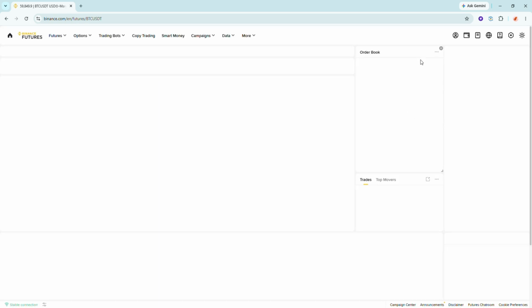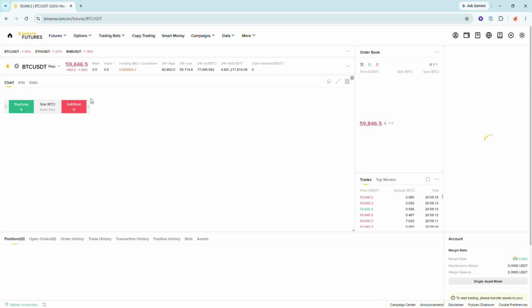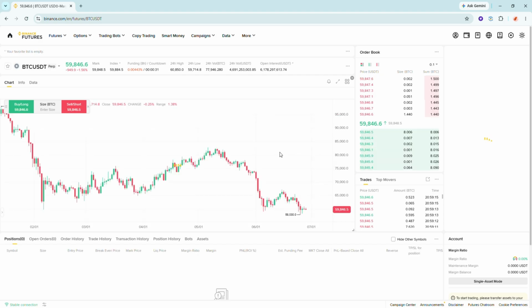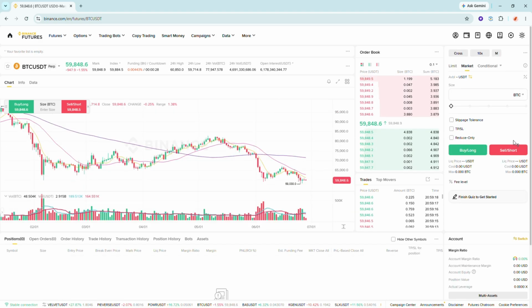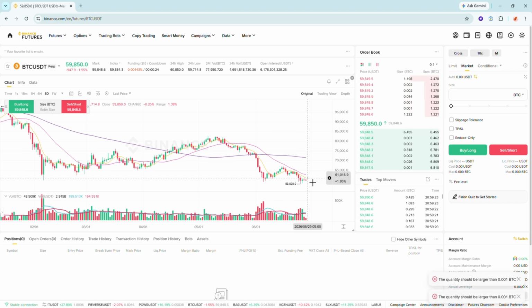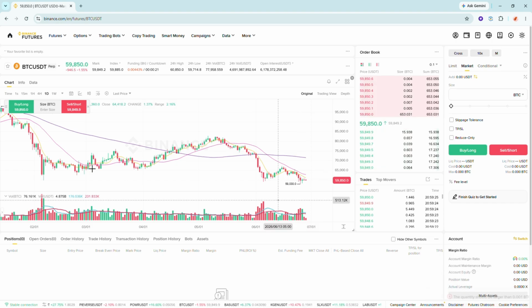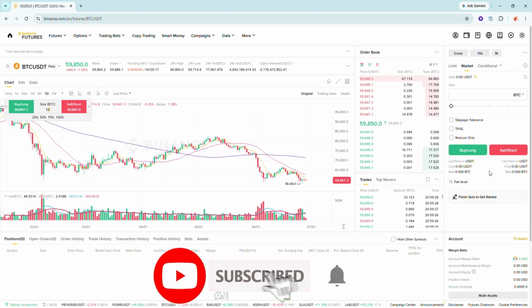Once the trade is active, you will notice a red bar in your open positions indicating that you are in a short trade. You will also see that the liquidation price is higher than the current Bitcoin price. That's exactly how a short position works. You profit if Bitcoin's price moves down.